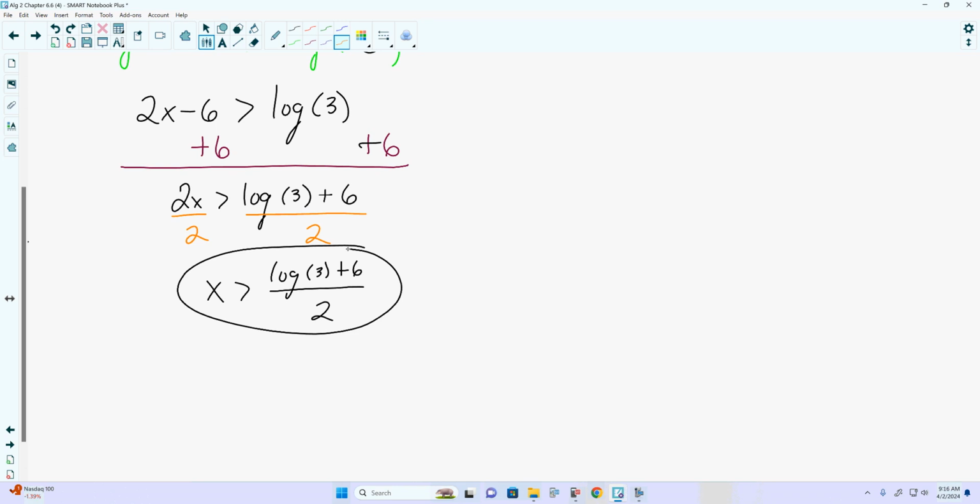Now again, you do need to be careful with multiplication and division with inequalities. And that's if we multiply or divide by a negative. If we multiply or divide by a negative, we have to change that sign. We have to flip it from greater than to less than, or less than to greater than. But that's it for this here.